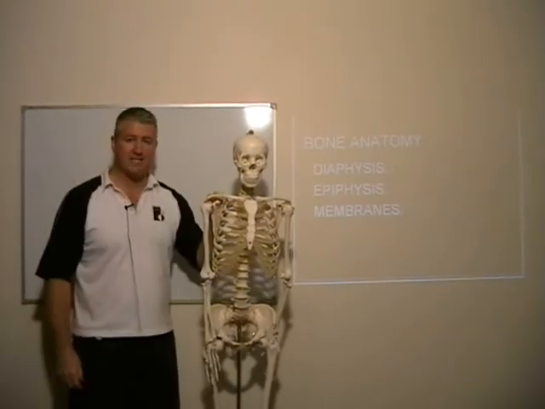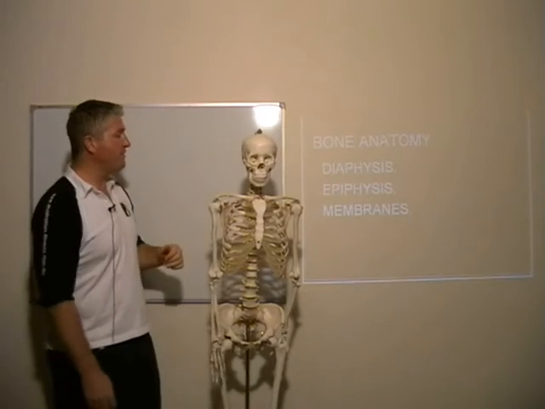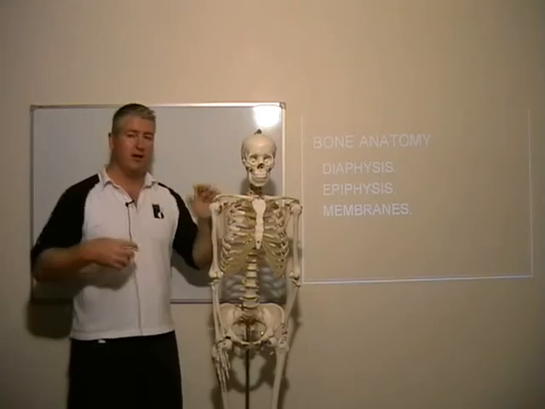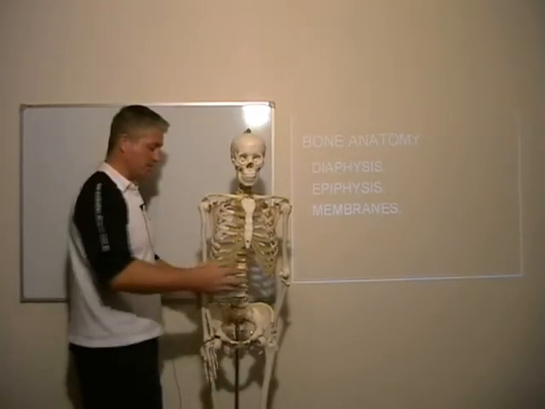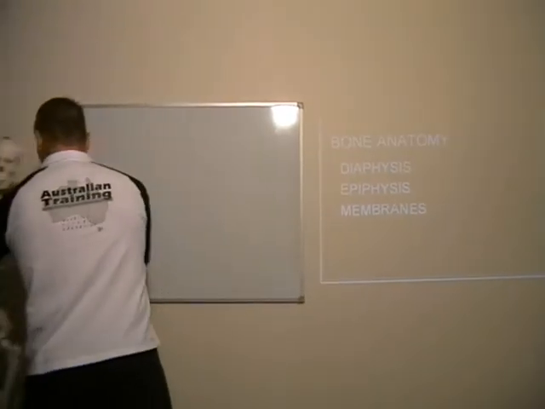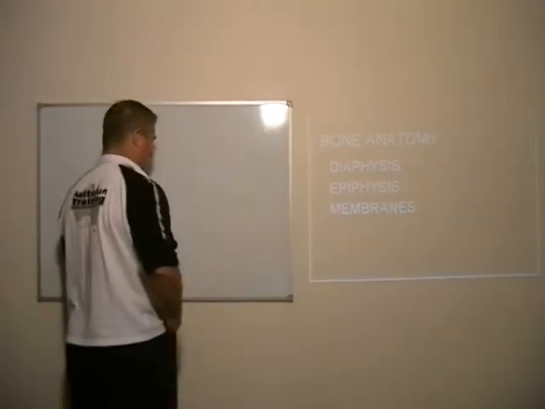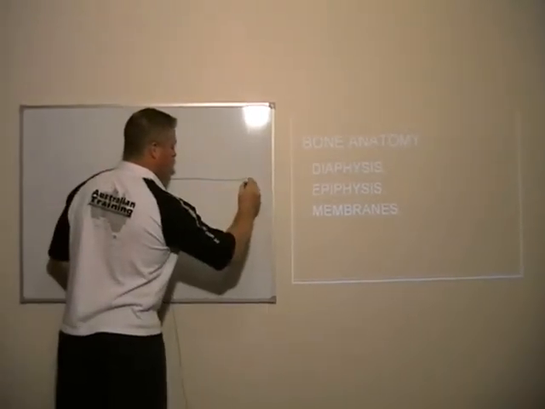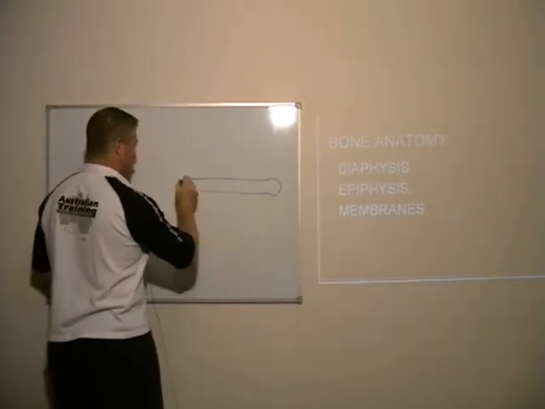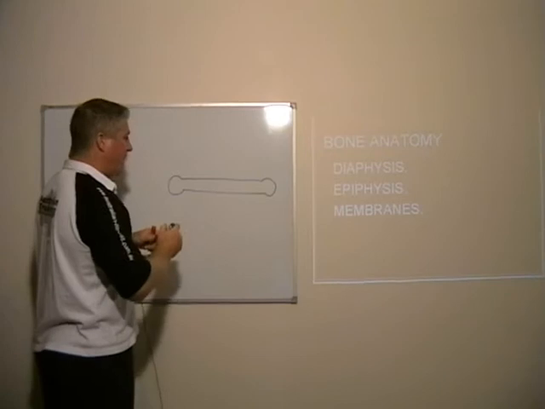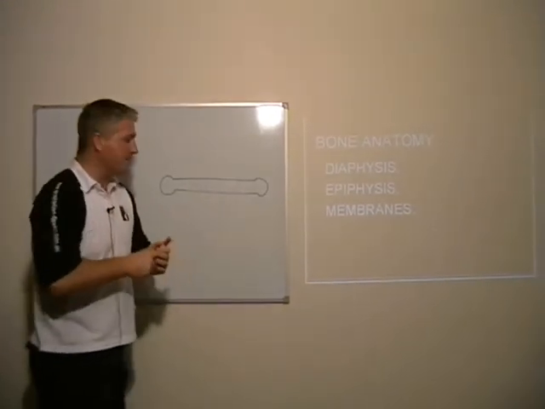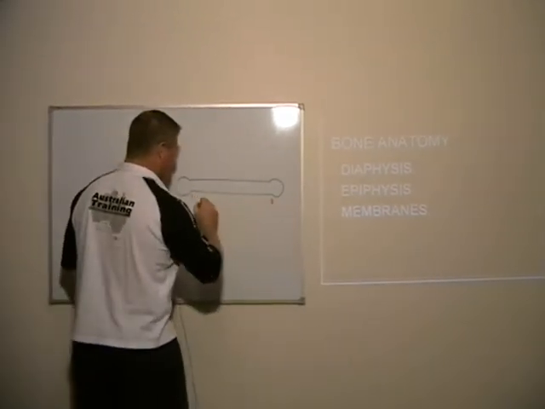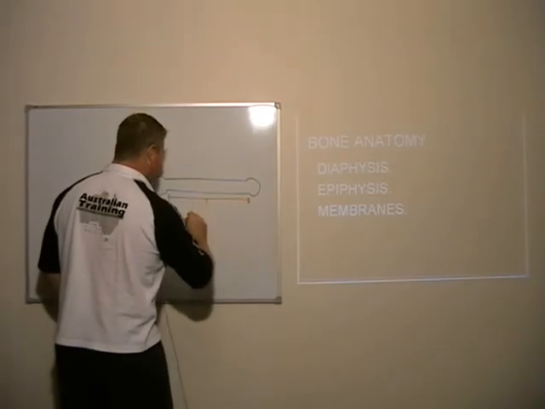Okay, looking at bone anatomy now, I'm going to go through the terms diaphysis, epiphysis and membranes. Probably the best way to do this is to use the whiteboard and draw you a cartoon style bone to represent this. Okay, here's our bone. Now the diaphysis is basically the long shaft of the bone, which is this region in here, known as the diaphysis.